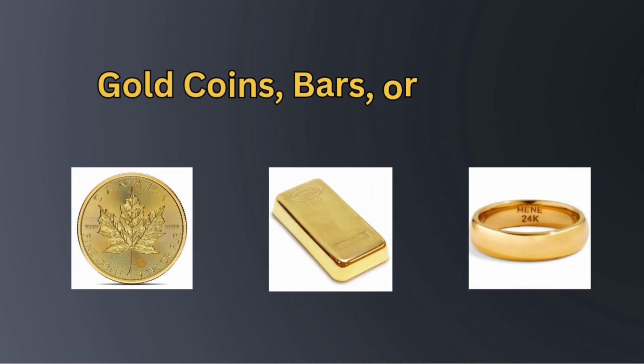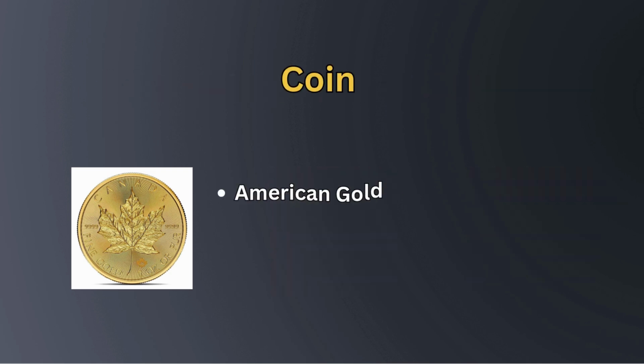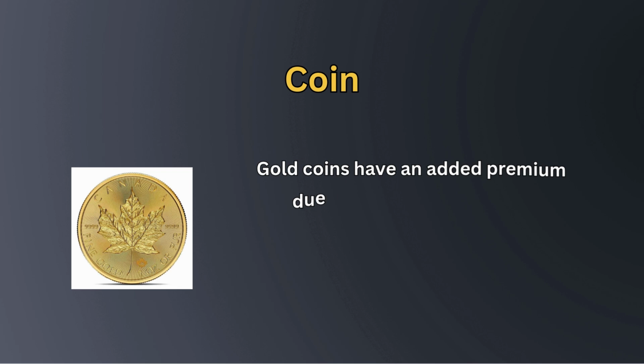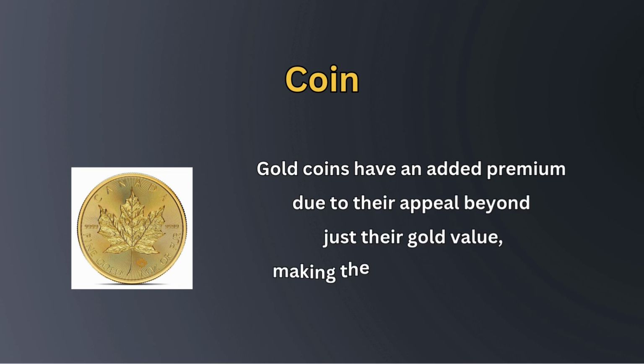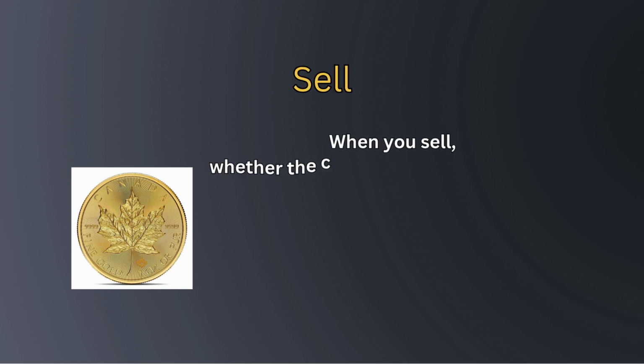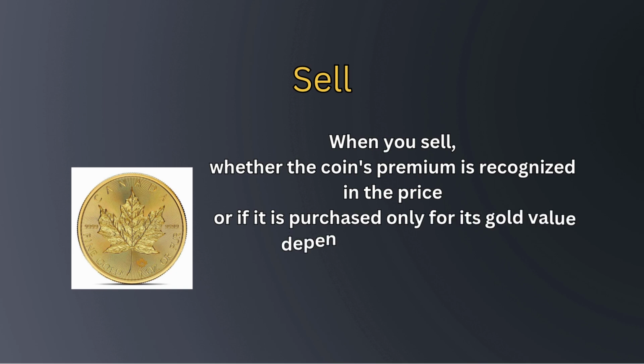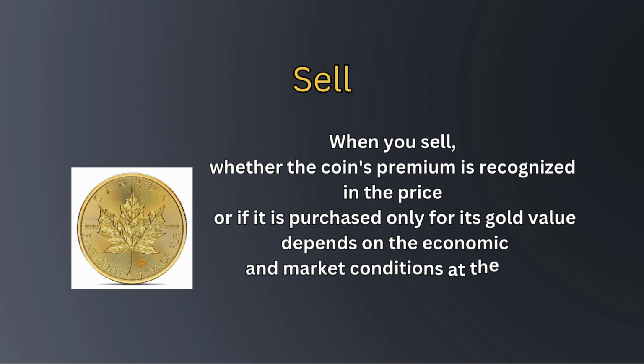Now let's look at buying and selling gold, whether purchasing gold coins, bars, or jewelry. First, let's talk about gold coins. The American Gold Eagle, Canadian Maple Leaf, and South African Krugerrand are well-known examples. Gold coins have an added premium due to their appeal beyond just their gold value, making their selling price higher. When you sell, whether the coin's premium is recognized in the price or if it is purchased only for its gold value depends on the economic and market conditions at the time.